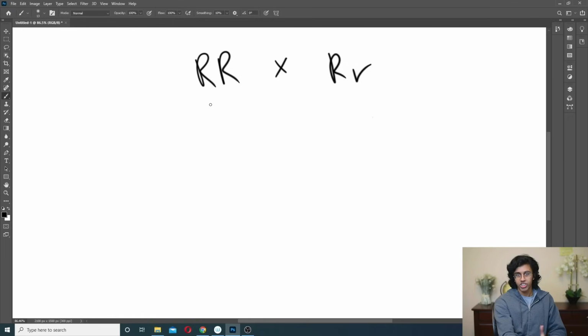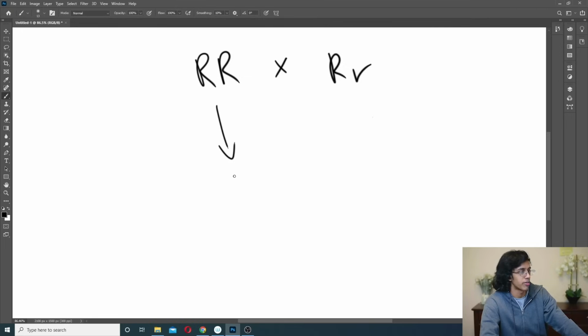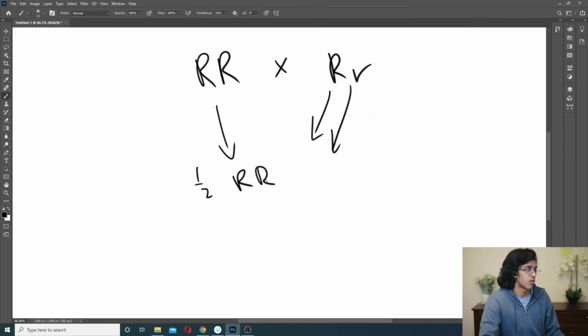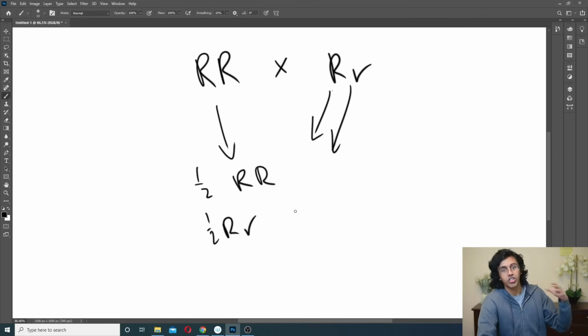Now you can basically logic it out. Your mom's randomly going to give you one of her two alleles, but they're the same thing, so she's for sure going to give you an R. And your dad has a 1/2 chance of giving you a big R and a 1/2 chance of giving you a small r. So just by looking at it, you can say there's a 1/2 chance of getting a big R, and a 1/2 chance of getting a little r. And that means that no matter what, you're going to have black hair.